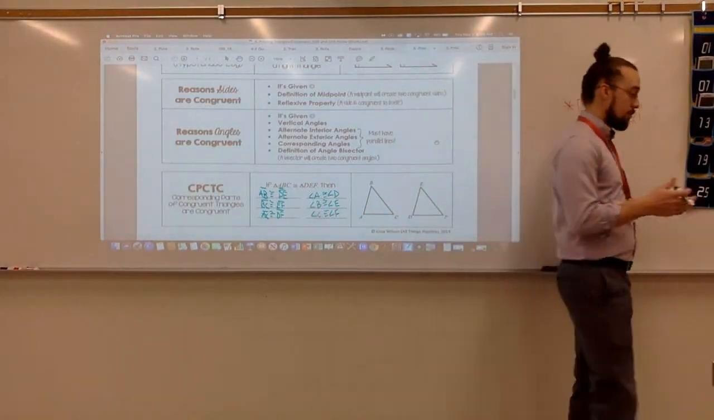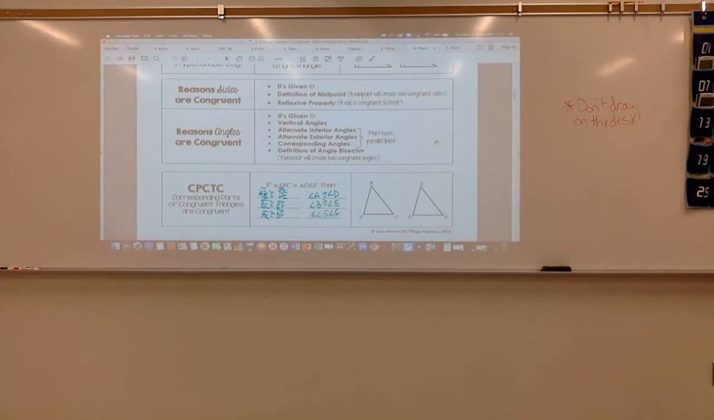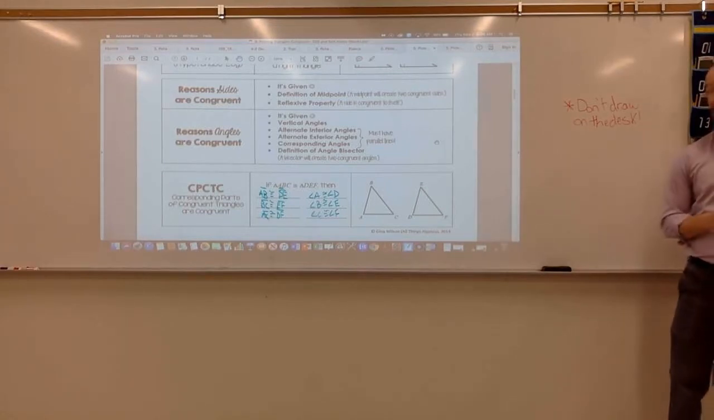Okay, so that's what we talked about yesterday, right? Using a statement to figure out which pieces correspond and therefore which pieces are congruent. Right? Questions?